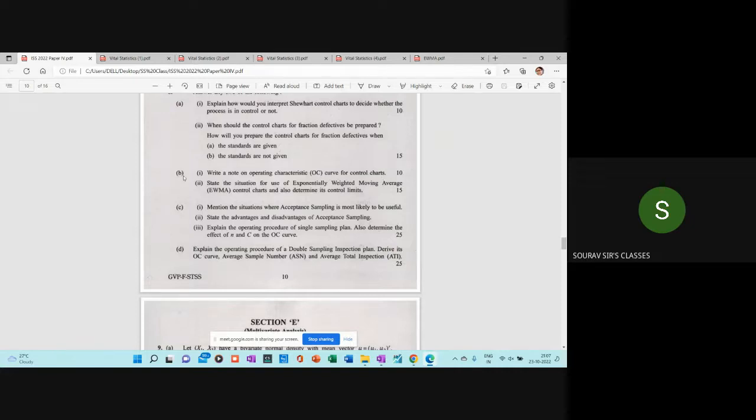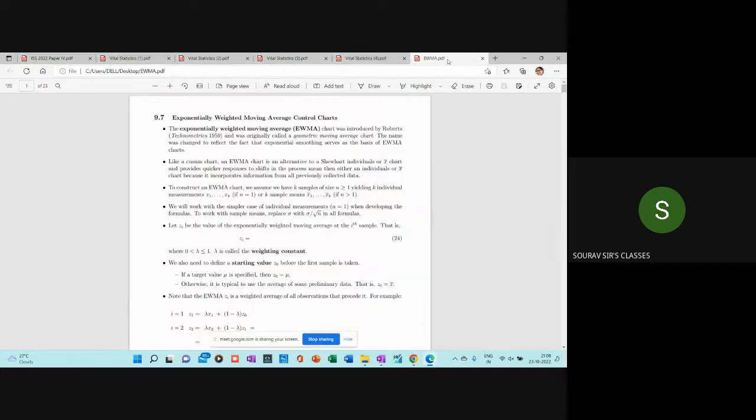Okay, next comes question number 8B part 2, which is EWMA, that is exponentially weighted moving average, and we need to find out its control charts and its control limits as well. For this one, I would like to refer to this particular PDF. Here it says that the exponentially weighted moving average control chart is a particular different kind of control chart. The name suggests exponentially weighted and moving average.